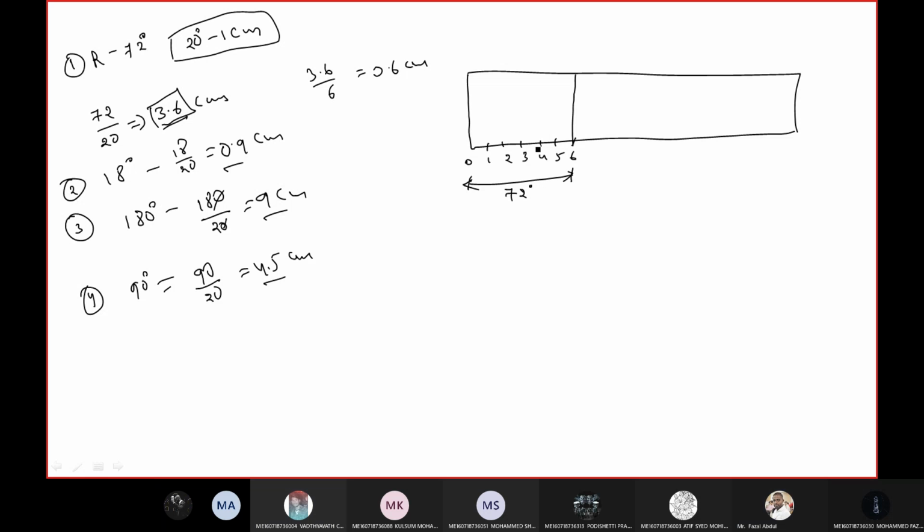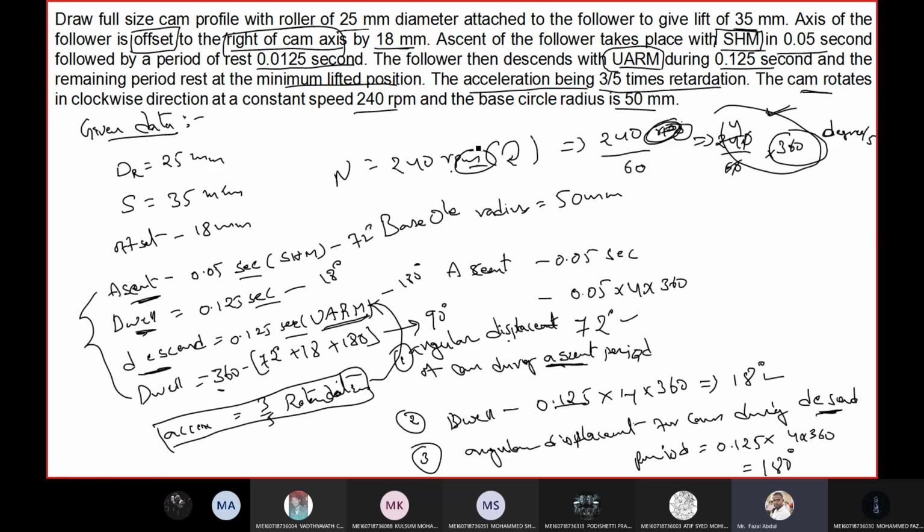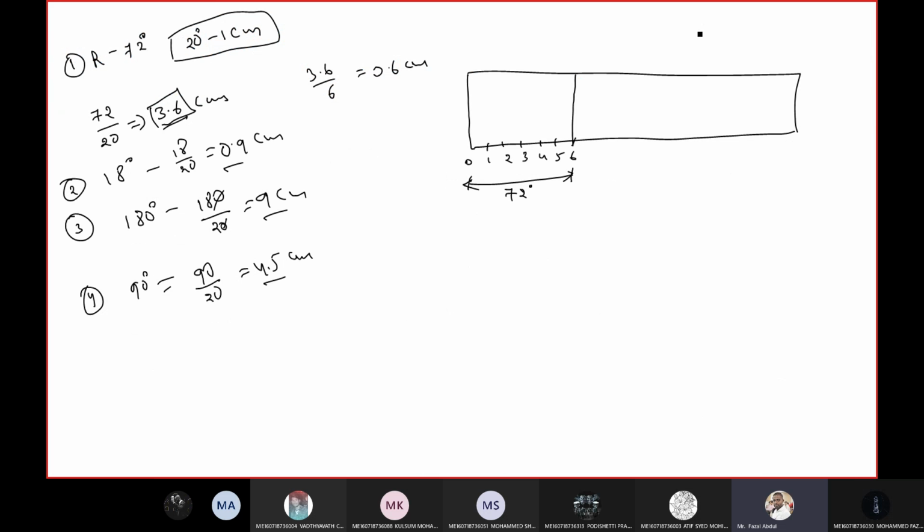Okay. Now the question is what type of method we need to follow here. So go through the question first. The question is given ascent. Here ascent value means rising period. The rising period is following the simple harmonic motion. So for the rising period, we need to follow the simple harmonic motion method.